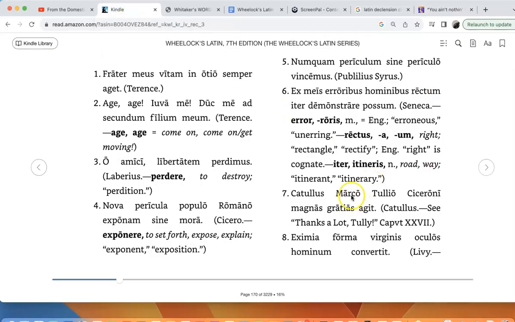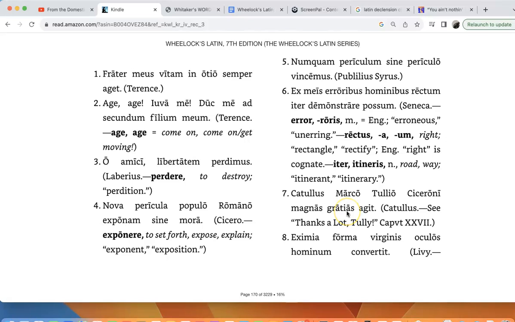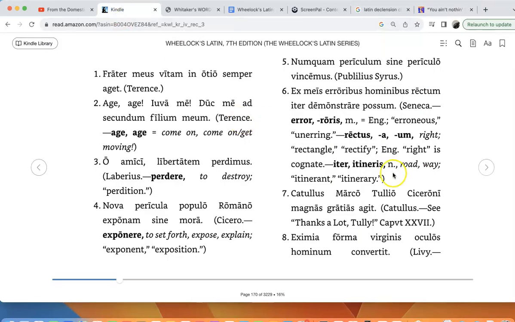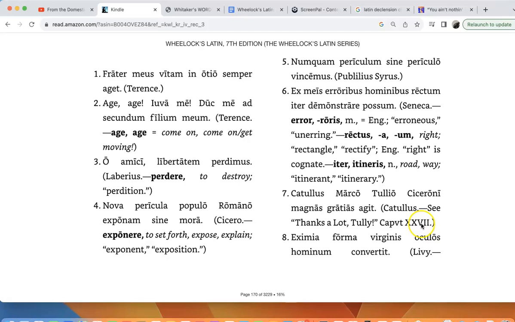Other than that, it's fairly straightforward. Notice that magnas gratias is first declension, accusative, plural. So that's much thanks, and so we put that in the plural in Latin. And yeah, they're asking us to look at chapter 28, which we're not going to, but there's a further development of this idea in a longer text.